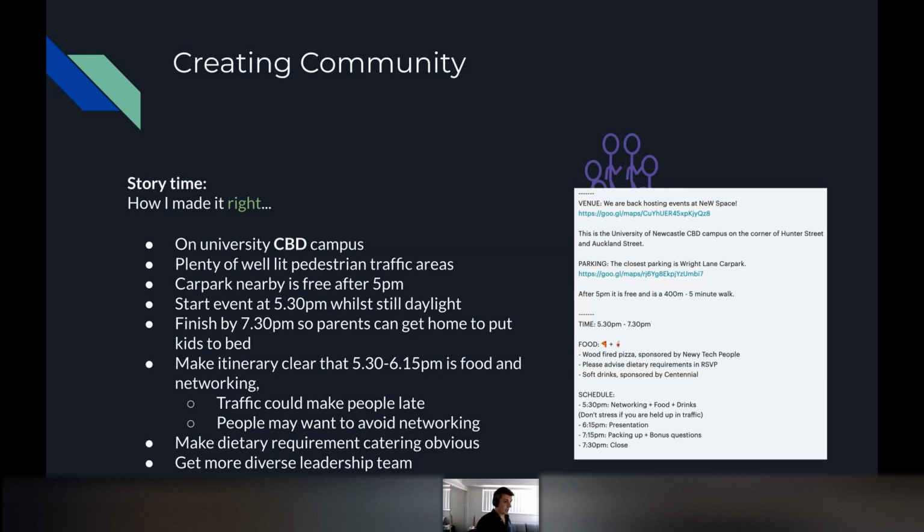We moved it to our CBD campus for the university up here in Newcastle. Plenty of well-lit pedestrian traffic areas. Car park nearby is free after 5 o'clock. We moved it to an earlier starting time, 5:30. It's still a bit of daylight, but we made sure we finished by 7:30 because that was one of the comments: hey, can we try to wrap it up so I can get home and put the kids to bed by 8? Okay, cool. I don't have kids, so I wouldn't be aware of that, but I need to take that feedback on so I can make an inclusive community.